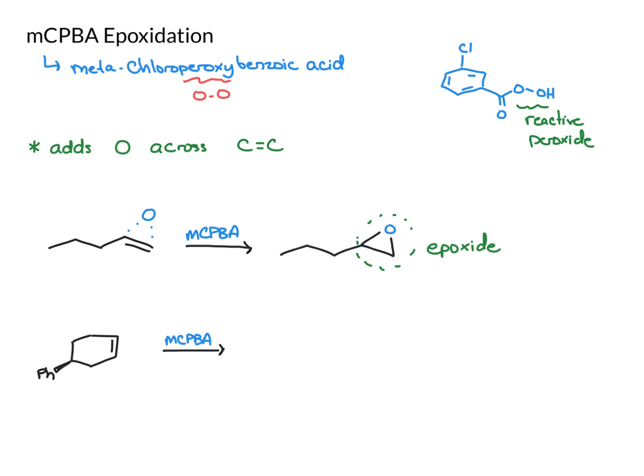So if the oxygen adds from the front, we're going to put it on wedges. It can also add from the back. And we'll put it on dashes. So if we want to consider stereochemistry, that's the way to think about it. The phenyl group here at this chiral center, don't mess with it. It doesn't change. It doesn't get affected during the reaction.